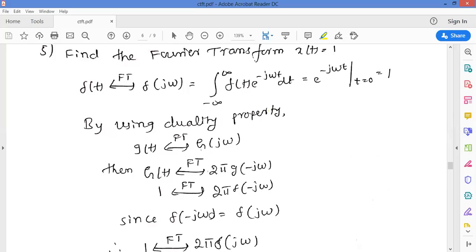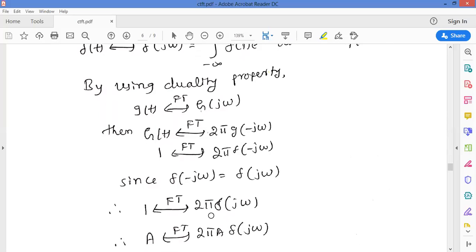Now delta of minus j omega and delta of j omega are equal, because delta of j omega is an even signal. Therefore, I have 1 Fourier transforms into 2 pi into delta of j omega. So A Fourier transforms into 2 pi A into delta of j omega. Therefore, this is the Fourier transform of the signal 1. So if they give 1, I write the Fourier transform equivalent as 2 pi delta of j omega.